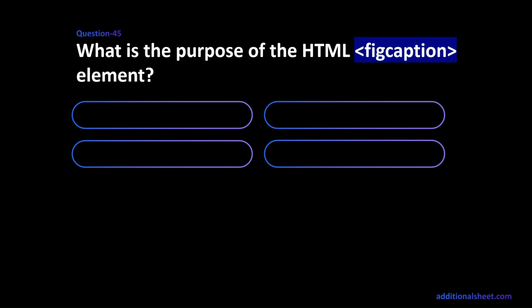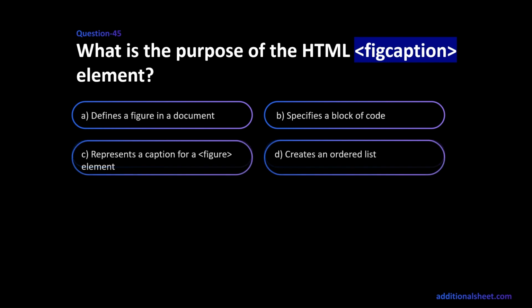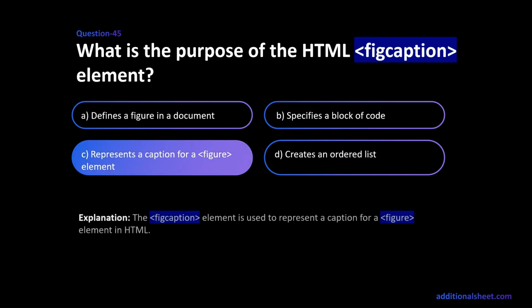Q45. What is the purpose of the HTML figcaption element? Options are: A. Defines a figure in a document. B. Specifies a block of code. C. Represents a caption for a figure element. D. Creates an ordered list. The correct answer is option C. The figcaption element is used to represent a caption for a figure element in HTML.